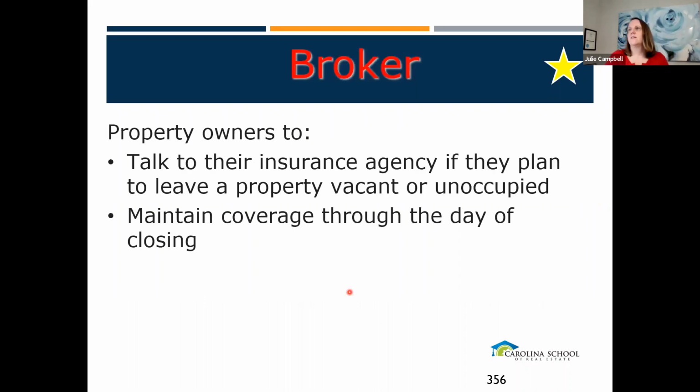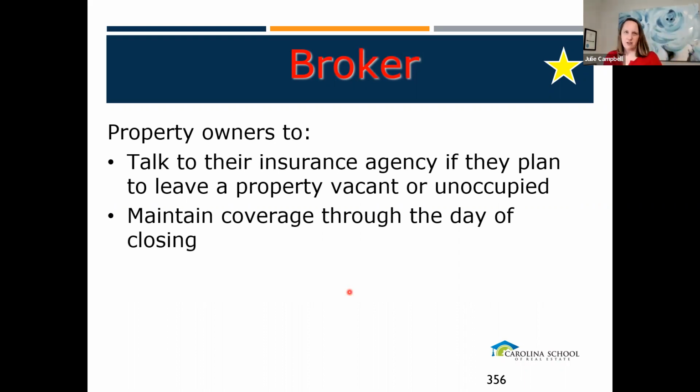So let's bring this home to us real quick. We need to encourage our property owners, our sellers, to talk to their insurance agency again. If they're going to vacate the property, leave it unoccupied for a period of time, or if they're going to move out, leave it totally vacant.